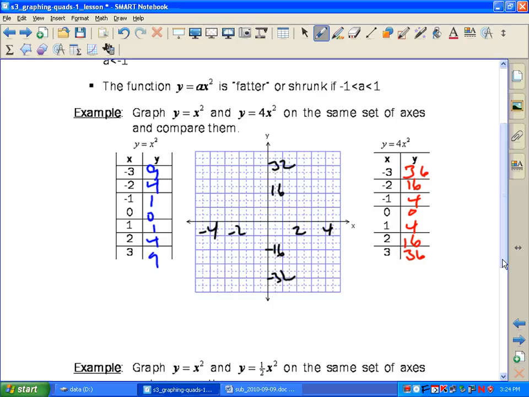Okay, so we'll start off with the blue graph. Negative 3, 9. So negative 3, 9 is going to be right there. Negative 2, 4 would be right here.